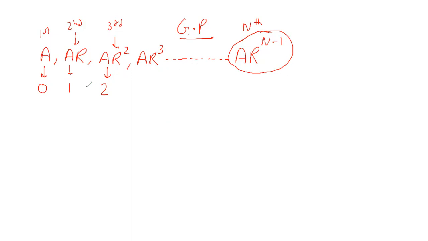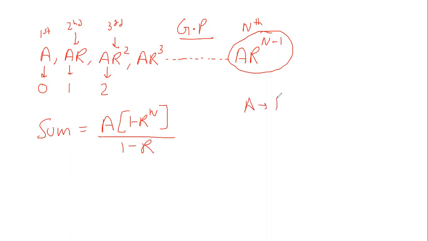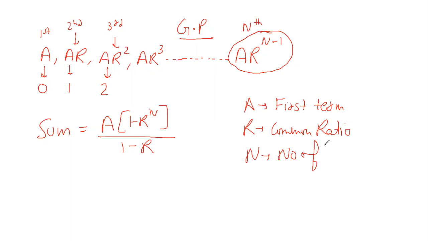That's your geometric progression. Now there is the formula for sum of GP, which is a times 1 minus r to the power n over 1 minus r, where a represents the first term, as you can see in the series. r represents the common ratio, and n of course represents the number of terms in the series.